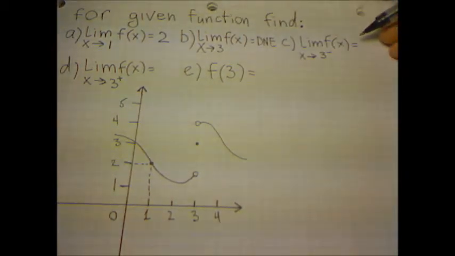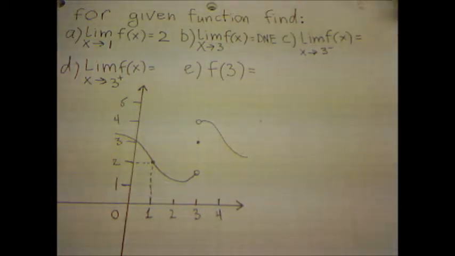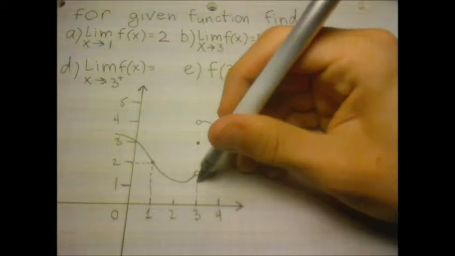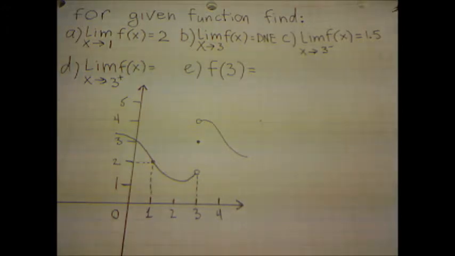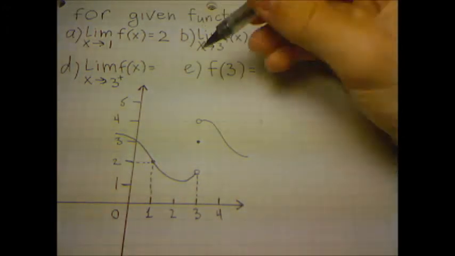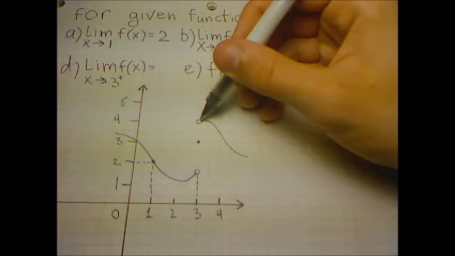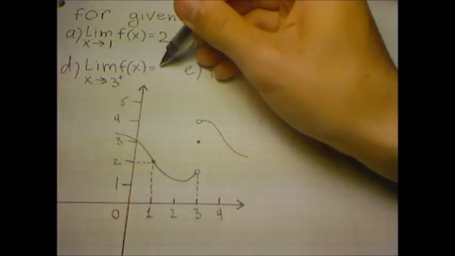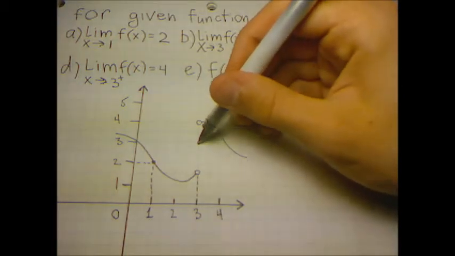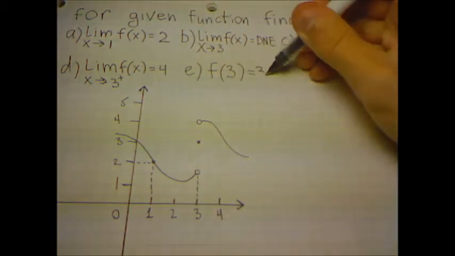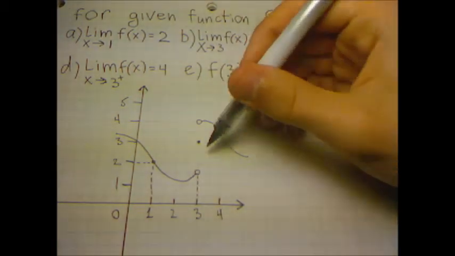But the limit from the left side actually exists because the function approaches the value of 1.5. The same concept applies to the right-hand side limit, where the function actually approaches the value of 4. So in this case, the limit will still exist. And for the last one, just look at the point 3.3, that's the value of the function at point 3.